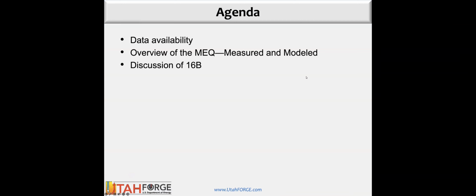So then the agenda. I want to briefly talk again about some data availability. And then we'll have a presentation overview of the microseismic data measured and modeled. Peng Zhu Jing from Itasca will give us that presentation.